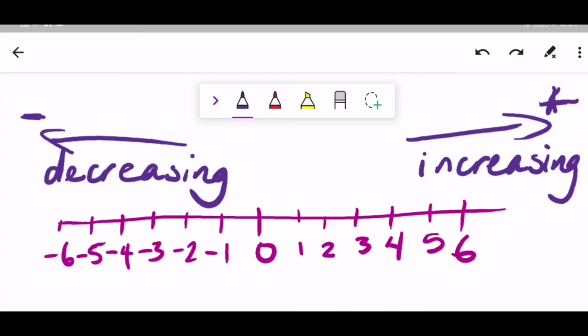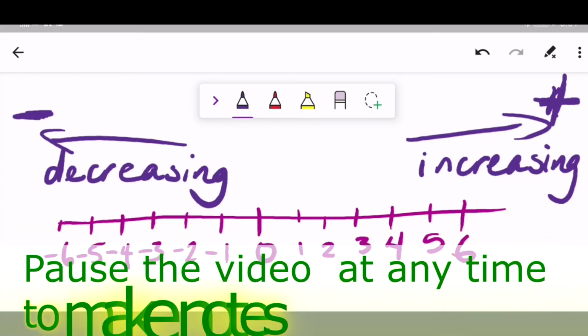Alright, so just to recap what we did last class, we noticed that to the right we are increasing or adding, and to the left of 0 we are decreasing or subtracting.